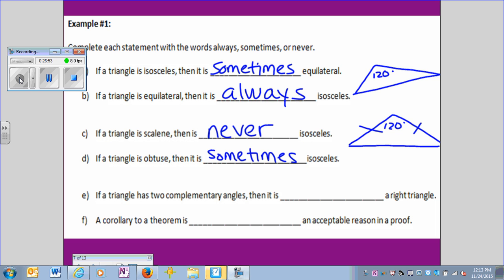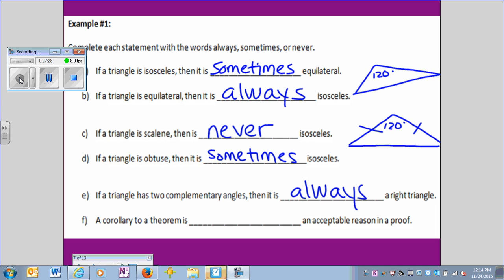If a triangle has two complementary angles, then it is always, sometimes, or never a right triangle. Yeah, if you have two complementary angles, then it's definitely a right triangle. That was our corollary that we learned. And the last one, a corollary to a theorem is always, sometimes, or never an acceptable reason in a proof.